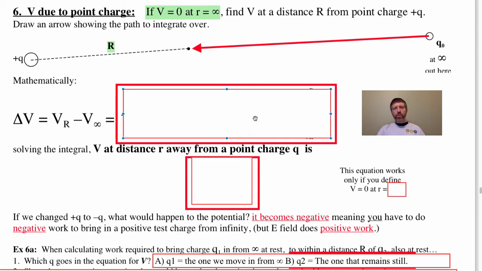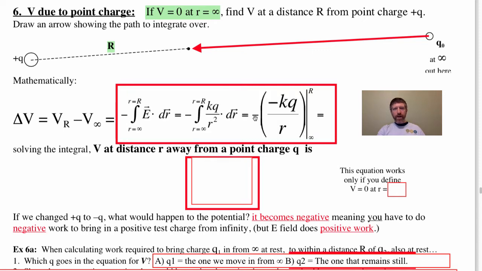You can just ignore this if you are not using calculus, but here's the fundamental way we define this. The delta V is the opposite of field dotted on dr, just like the delta U would be the opposite of the work done. Delta V is the opposite of the work done per unit charge, and the field is the force per unit charge. So it's basically the negative integral of E dot dr as we bring in the charge from r equals infinity to r equals r away right there.